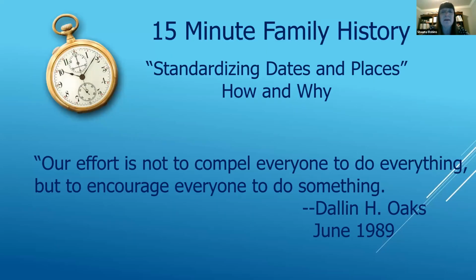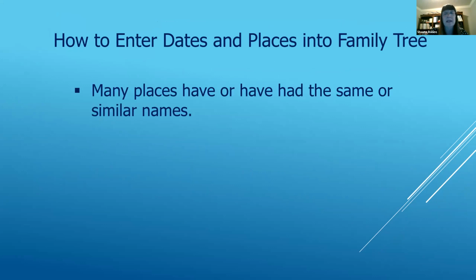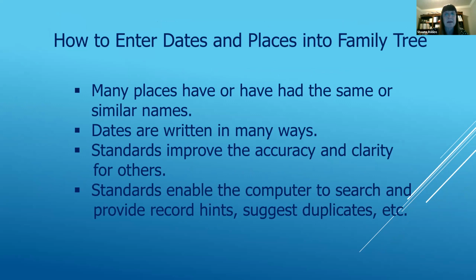So our 15-minute family history today is standardizing dates and places, how and why. Remember, our effort is not to compel everyone to do everything, but to encourage everyone to do something. So, how do we enter dates and places into Family Tree? Many places have or have had the same or similar names. Dates are often written in many different ways. Standards help improve the accuracy and clarity for others, and they enable the computer to search and provide record hints, suggest duplicates, etc.